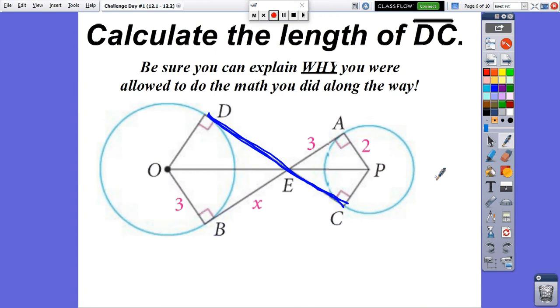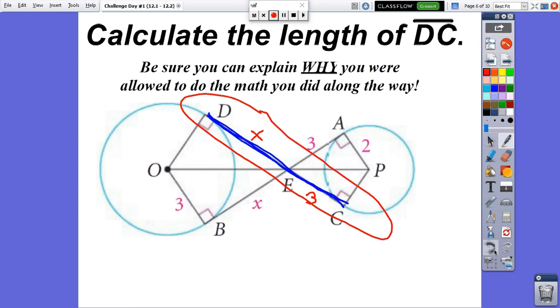Well, notice here we've got some party hats. So we know this is a party hat because notice this is perpendicular, this is perpendicular. These are both two tangent pieces. So we know the length from E to C must be 3. And same thing on the other side here. From D to E is a party hat with B to E. And so we can also put an X up here. So the length of DC is whatever X plus 3 is. But we've got to figure out what the X is.